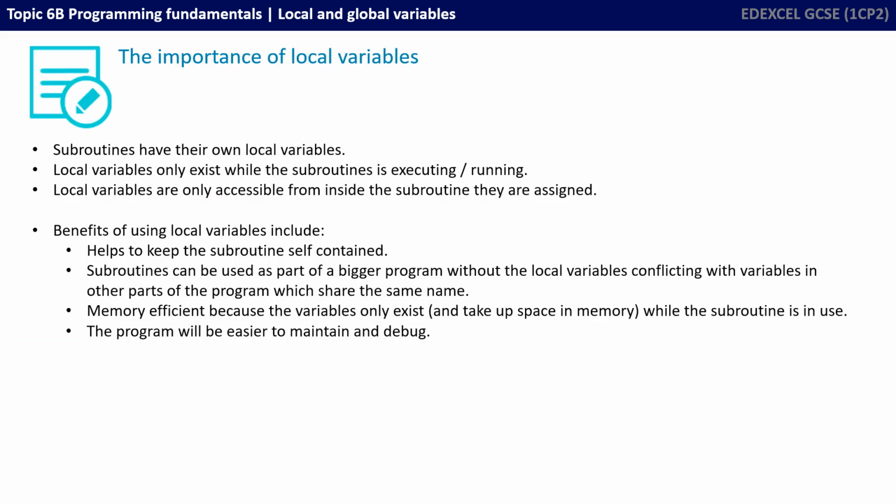So why are local variables important? We've noted that subroutines have their own local variables, and local variables only exist while that subroutine is executing or running. A local variable is also only accessible from inside the subroutine they are assigned. By using them, you help to keep the subroutine self-contained. Subroutines can be used as part of a bigger program without the local variables conflicting with variables in other parts of the program which share the same name.